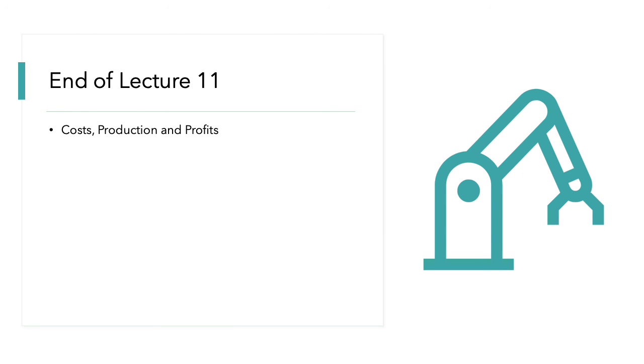So this is the end of lecture 11, and this is basically the toolkit that we need to analyze the profitability of firms in perfect competition, monopoly, oligopoly, and monopolistic competition.